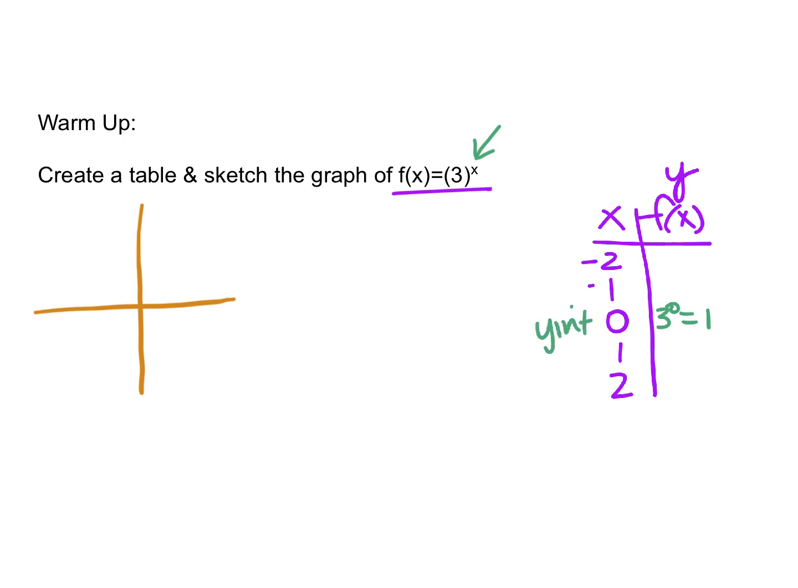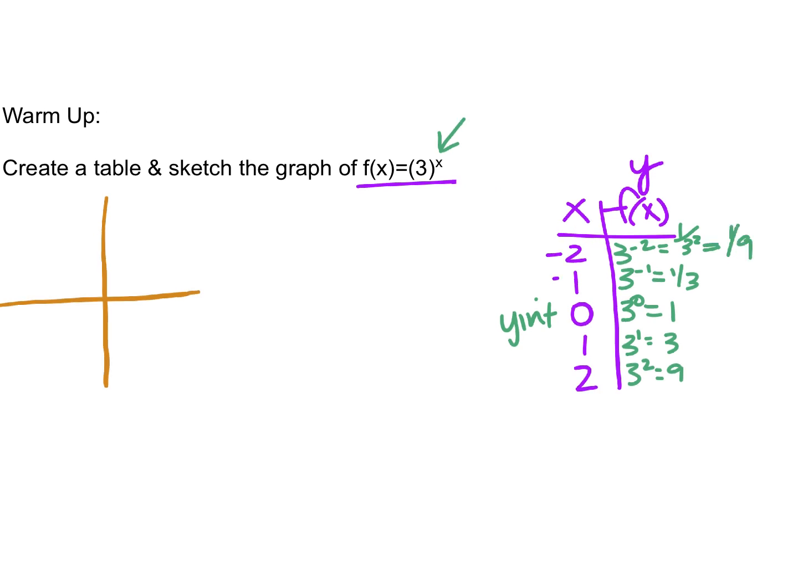Then I'm going to do the positive numbers. 3 to the first power is 3. 3 squared is 9. And then the negative exponents, remember, those turn into a fraction. So 3 to the -1, this is a review, is 1/3. 3 to the -2 is 1 over 3 squared, which is the same thing as 1 over 9.